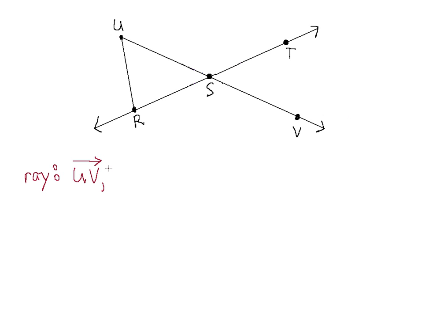Now notice there's an infinite number of points on this ray here, so we can call it an infinite number of ways. But since we're only given 2 points other than the endpoint, we can only name it two possible ways. So UV is one, and US is another name for this ray. All right, let's take a look at the next one.